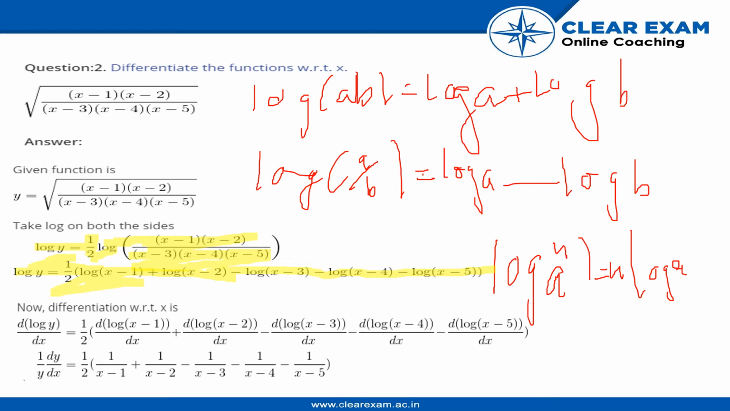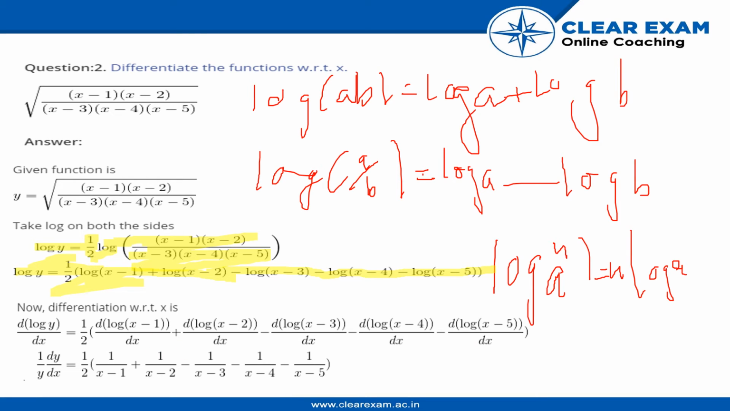Differentiating the whole with respect to x, we get d by dx of log y is equal to 1 by 2 [d by dx of log (x minus 1) plus d by dx of log (x minus 2) minus d by dx of log (x minus 3) minus d by dx of log (x minus 4) minus d by dx of log (x minus 5)].